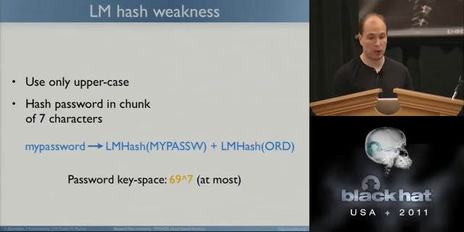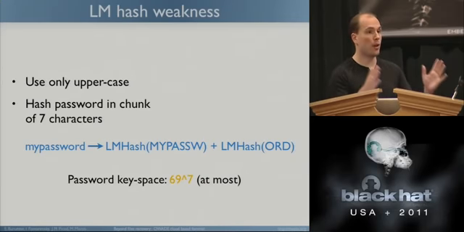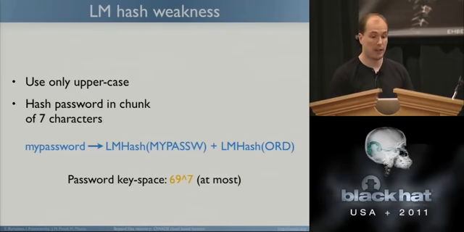So you have an example in blue. If your password is my password, first it's put into uppercase, and then you're going to have 2 hashes which are going to be concatenated. In this case, the full key space of LM hashes is 69 to the power of 7, which is something we can pre-compute completely ahead of time. And this is rainbow tables.